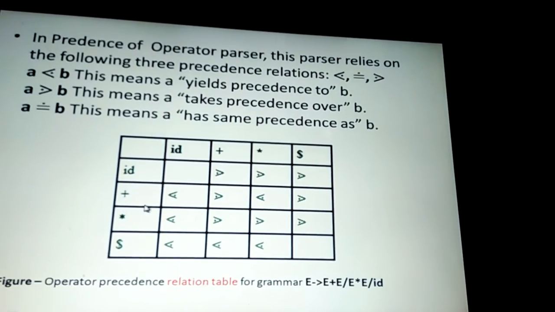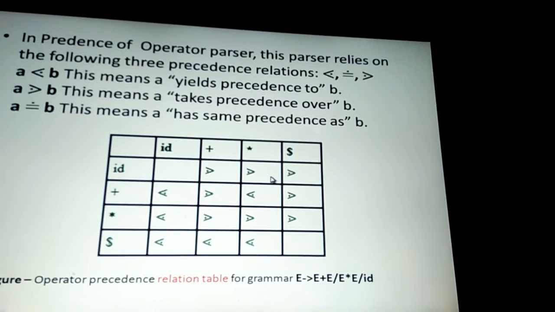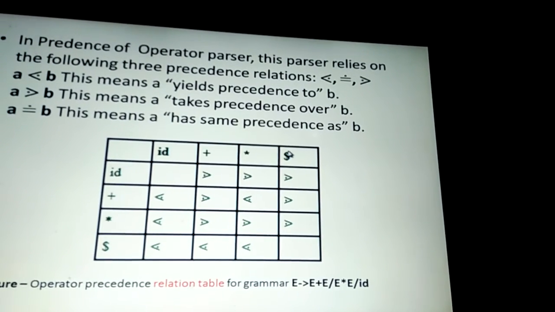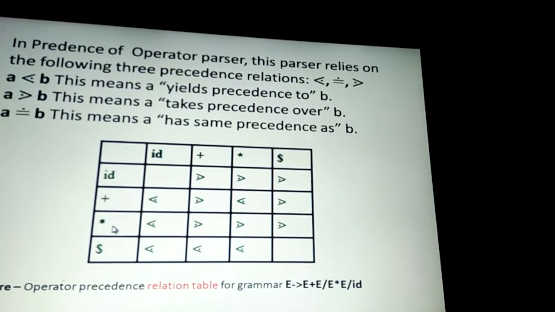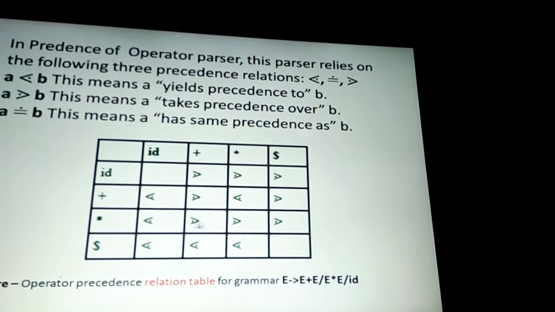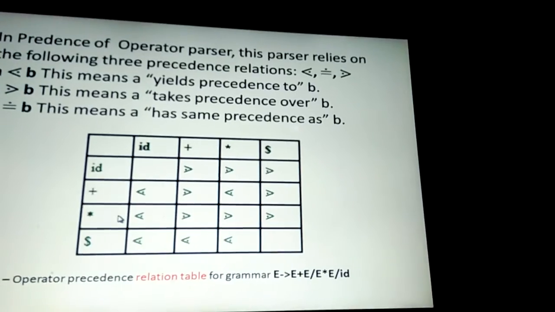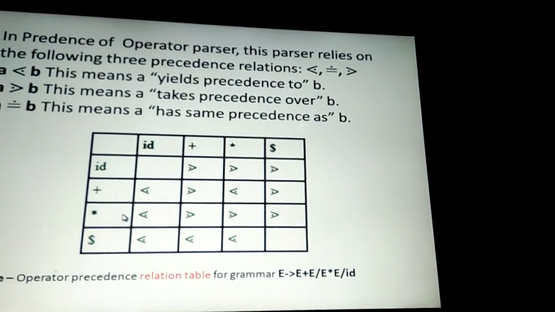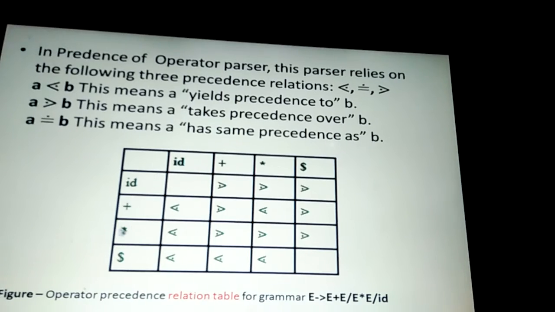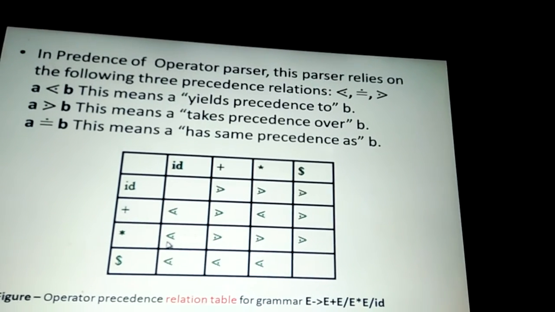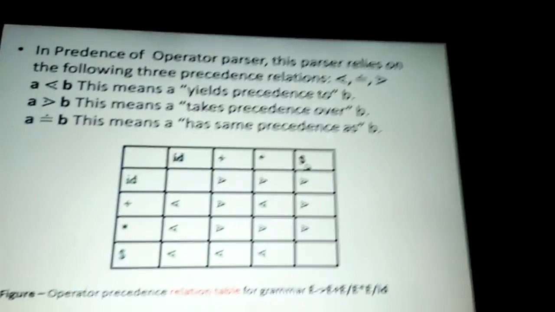And then the multiplier operator compared with the dollar, of course the dollar has the less precedence, so it is less as compared with the multiplier, and the movement is from left to right. Here again the priority is given more to the multiplier operator, therefore the relation is greater as compared with the dollar sign.